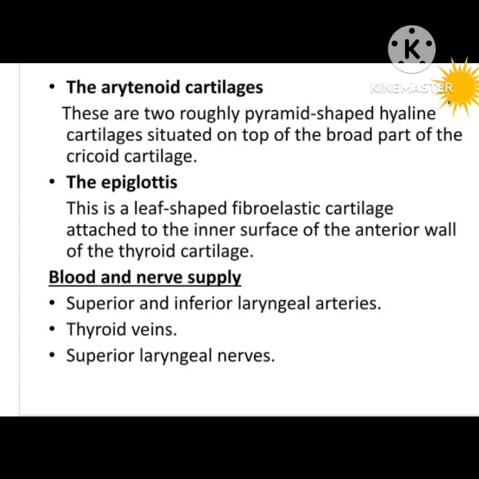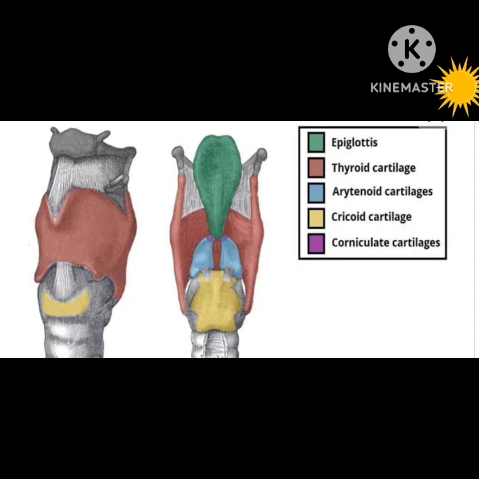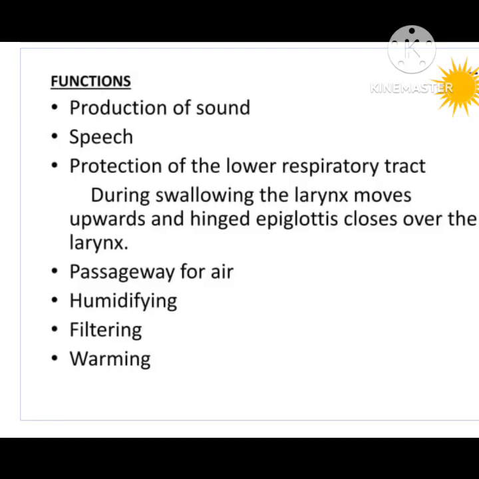Blood and nerve supply is through the superior and inferior laryngeal arteries, thyroid veins, and superior laryngeal nerves. This is the diagram you can see here, showing the epiglottis and thyroid cartilage. Different types of cartilages are present here. Now the function is the production of sound. So what is the function of the larynx? It is the voice. Obviously its main function is the production of sound and speech.